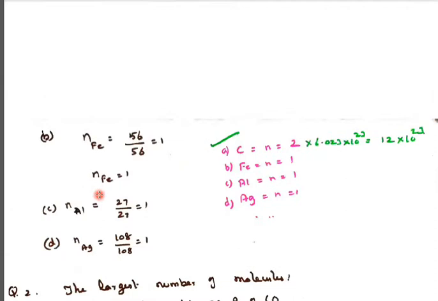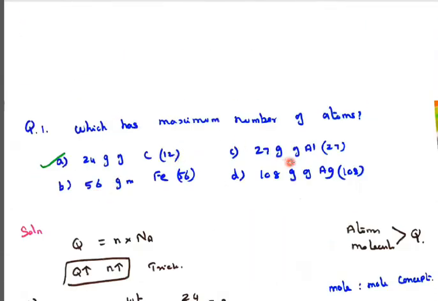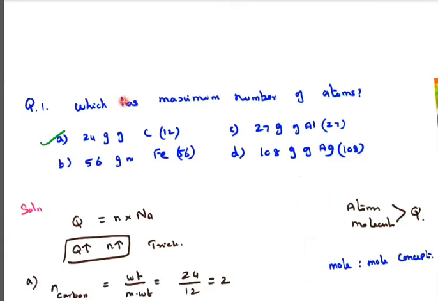Then the third option is aluminium. N is equal to weight by molecular weight. Weight is 27, molecular weight is 27. 27 by 27 equals 1 mole for aluminium. Then silver: 108 grams of silver and 108 is the molecular weight. 108 divided by 108, you will get 1. So only in carbon we got 2. Here only 1, here only 1, here only 1.